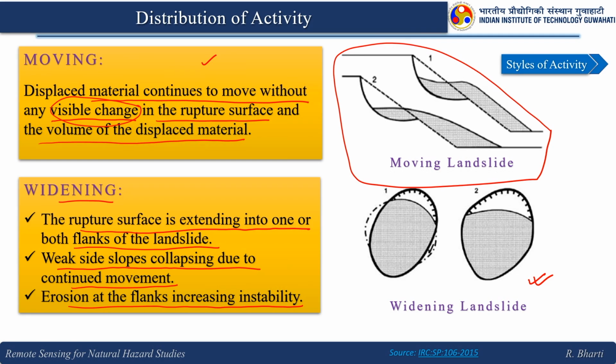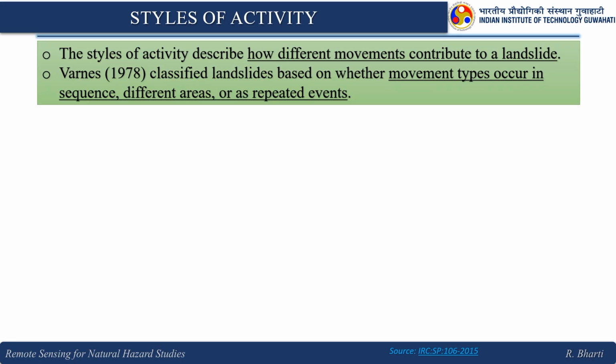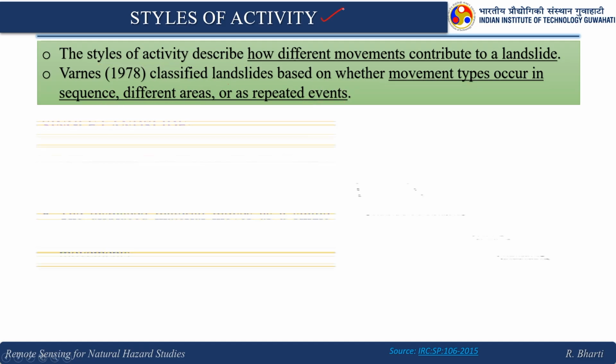Now, we will talk about the style of activity. So, when we talk about styles of activity, the styles of activity describe how different movements contribute to a landslide, and Varnes in 1978 classified the landslide based on whether movement types occur in sequence, in different areas or as repeated events, right. So, this is very important. So, this is the styles of activity.